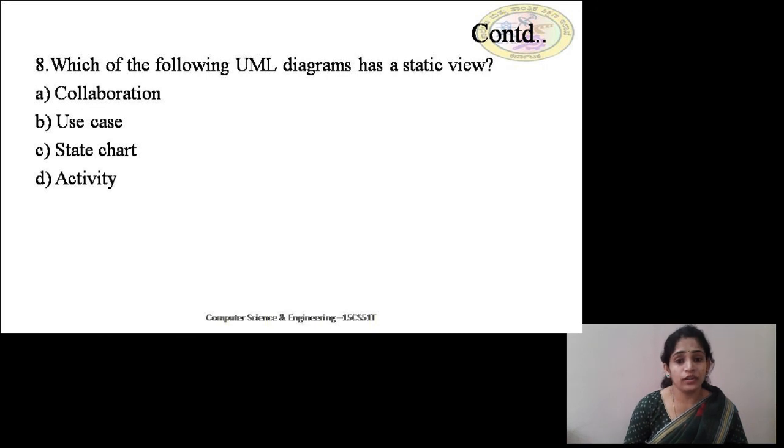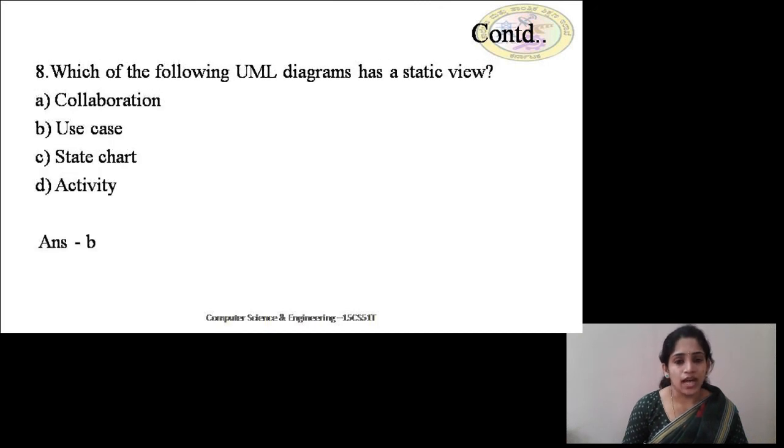Which of the following UML diagrams has a static view? Option A, collaboration. Option B, use case. Option C, state chart. Option D, activity. We know the use case diagram is the best example of a static view. So the suitable option for question 8 is option B, use case.